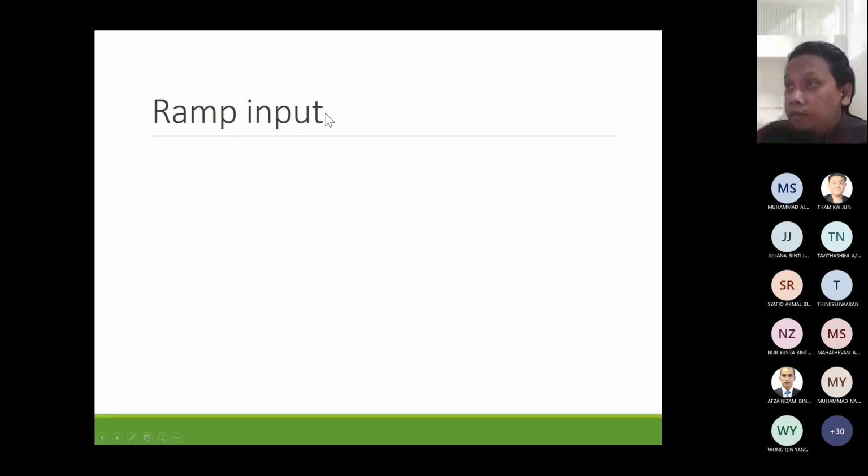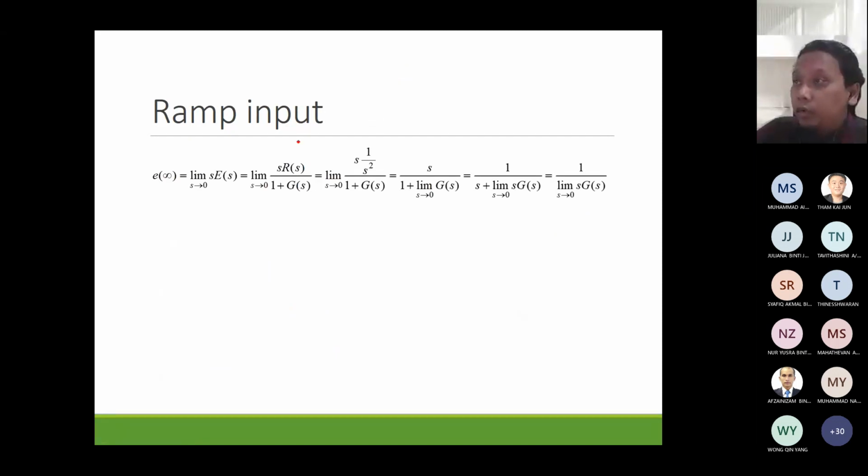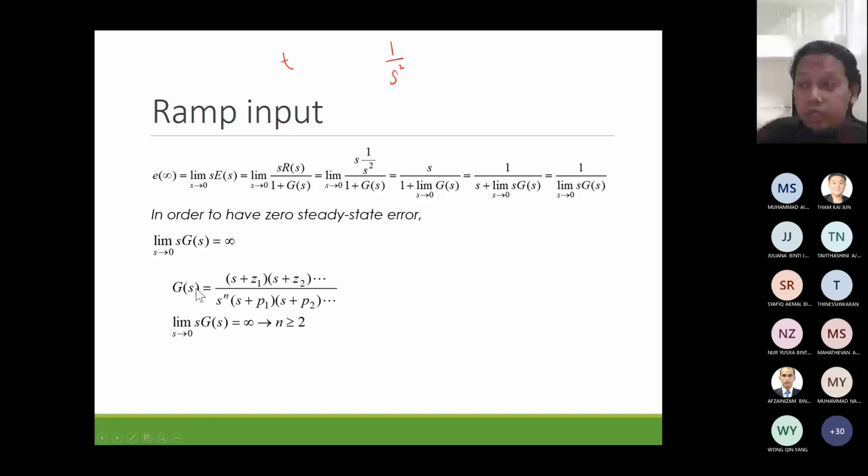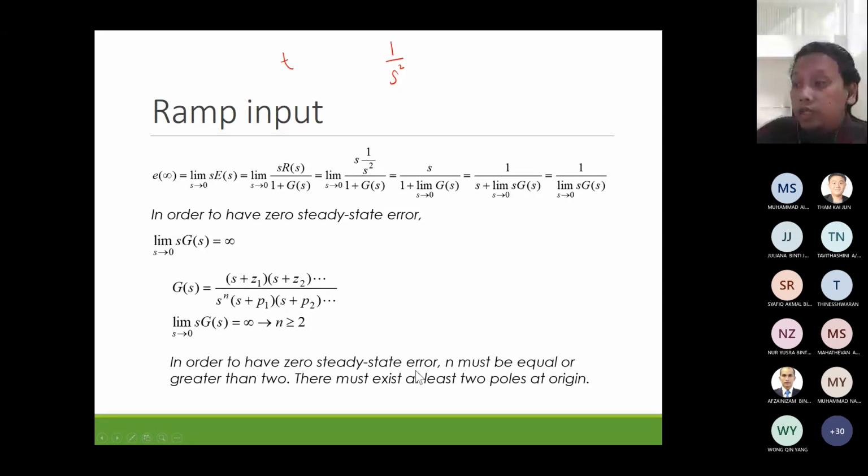Now let's look at the ramp input. Similar analysis. For a ramp input, in the time domain it is just t, and in the frequency domain it's 1 over s squared. So you substitute 1 over s squared, and you end up with 1 over the limit as s approaches 0 of s times G. In order to have zero steady state error, this limit must be infinity. Similarly, if we use the same G as previously, for this limit to be infinity, N must be bigger than or equal to 2. So for a ramp input, N must be equal to or greater than 2. There must be at least 2 poles at the origin.